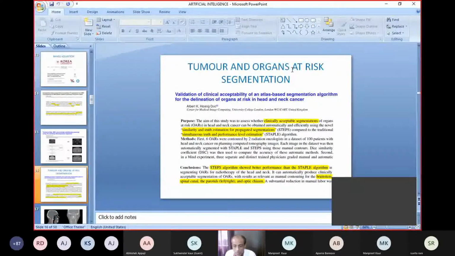We can define the tumor and target and the normal areas. If we have computerized algorithms, we can automatically draw the areas. That will spare a lot of the doctor's time, and he can just correct the areas the computer has defined, whether it is okay or not okay. People have tried different algorithms, like similarity and truth estimation propagation segmentation, which is called STEPS, and another one is STAPLE. The STEPS algorithm shows a better performance than the STAPLE algorithm in this paper.